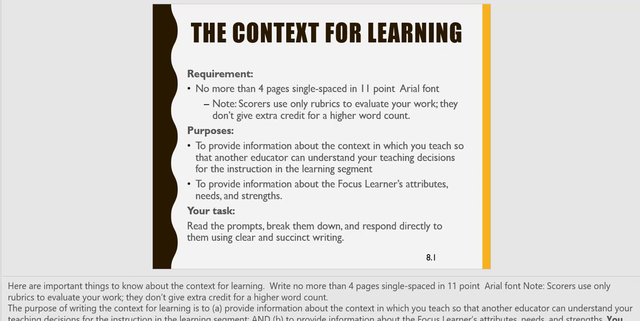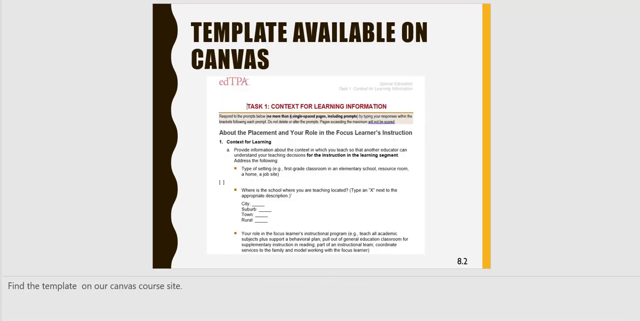Scores only evaluate on rubrics, but there is no rubric for the context for learning, meaning this is not scored. This is instead your only chance to help the scorer understand the context in which you are planning, instructing, and then reflecting on learning outcomes. There's a template on Canvas for you to fill out information, and there are samples on Canvas as well.